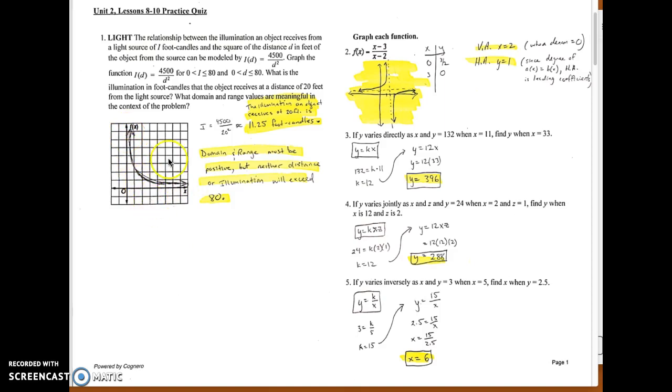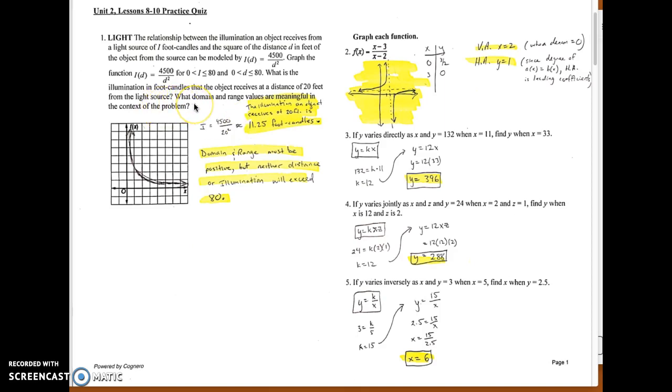So that's the graph. The second part is we need to solve this equation when the distance is 20. So plugging in 20 for d, you have 4500 over 20 squared, which gives you about 11.25. And then to answer your word problem question, you need a sentence answer. It says, what is the illumination in foot candles that an object receives? So the illumination an object receives at 20 feet is 11.25 foot candles.